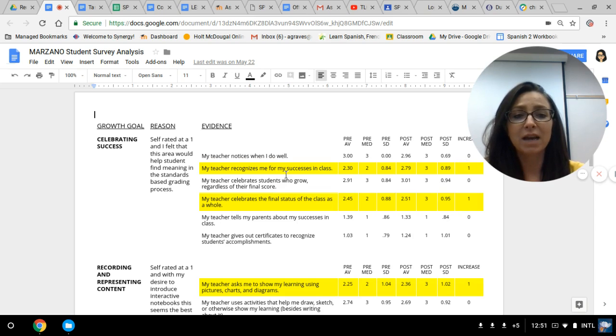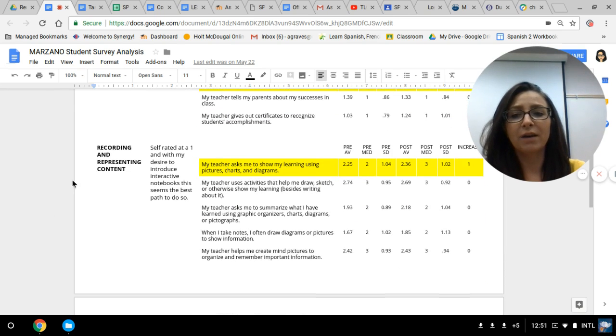Other places, scores were okay. I didn't see much of an increase or decrease in those areas. I think some of that's a result of I started the year doing some things, and so the yellow areas are where I saw increases, I think, because those are the things I made major changes in.